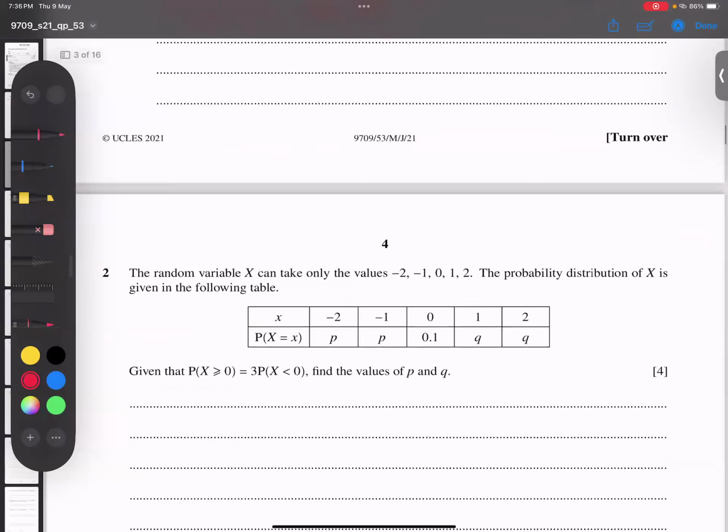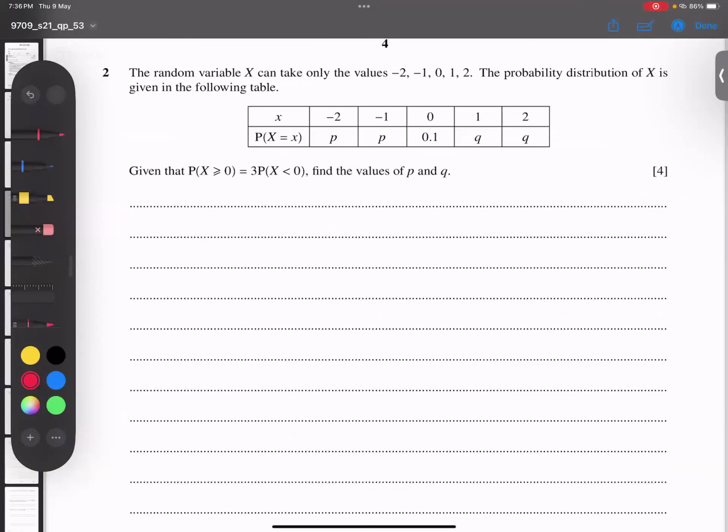We have done that. Question number 2 is on the topic of discrete random variables. In the question, we have this P of X. The sum of the probabilities of all these values equals 1. So I can say P plus P gives 2P, Q plus Q gives 2Q, and 0.1 is equal to 1. This goes on the other side, so 2P plus 2Q equals 0.9.